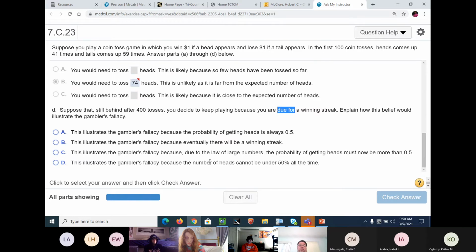Well, any one of them, when it says that I'm going to keep playing because I'm due for my luck to change. No, due, you take out the word due. And I don't know which one says that the best. This illustrates the gambler's fallacy because the probability of getting heads is always 0.5. This illustrates the gambler's fallacy because eventually there will be a winning streak. No, B is not the answer.